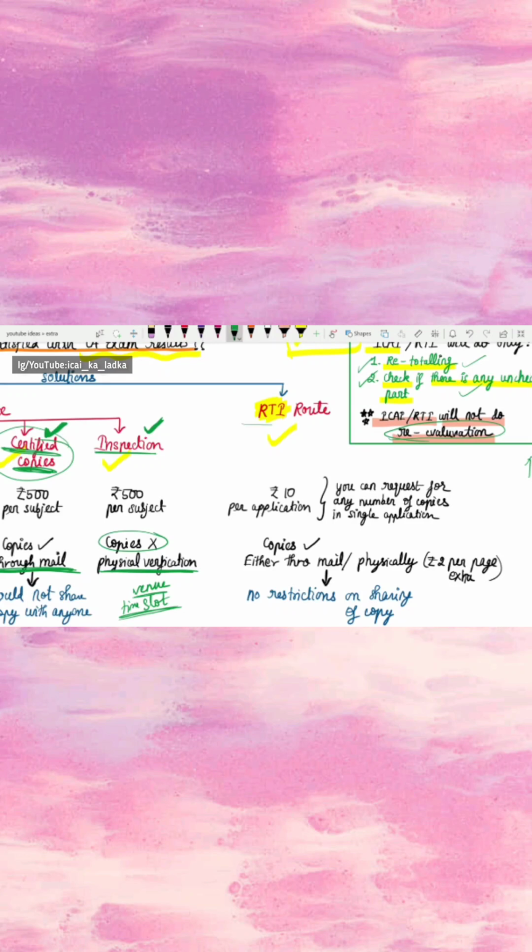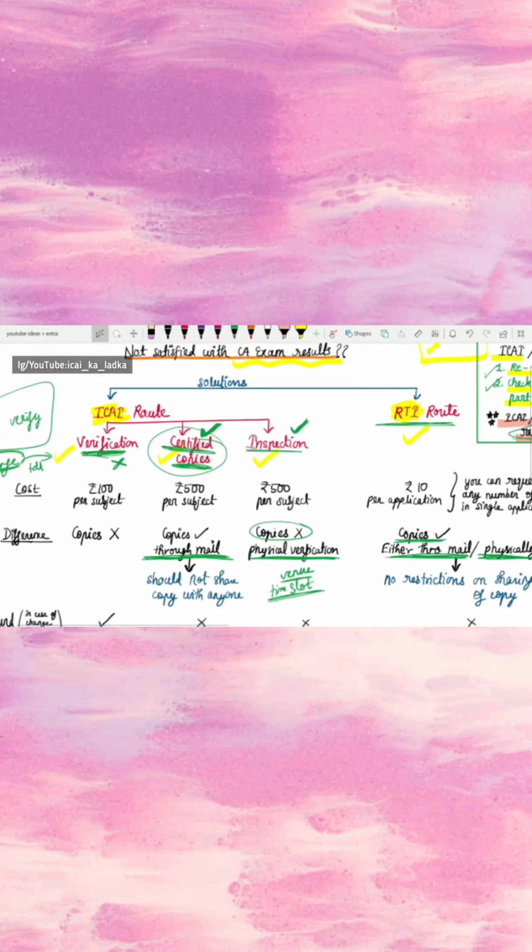Then what about the RTI route? As I already told you, under the RTI route verification may or may not be done. As per sources, verification is usually done at the back end, but there is no such provision for it. Under the RTI route also, the copies will be given to you. It can be given by mail, so if you click the option of mail, they will provide it by mail. But if you want it physically at your home, you will have to pay 2 rupees per page extra, on top of whatever amount you first give.